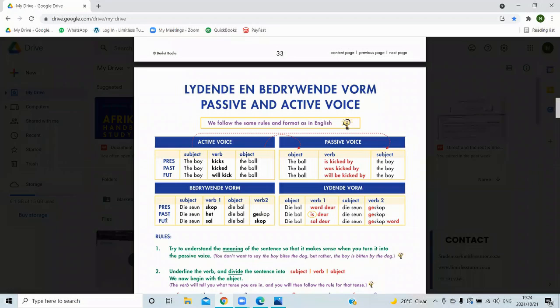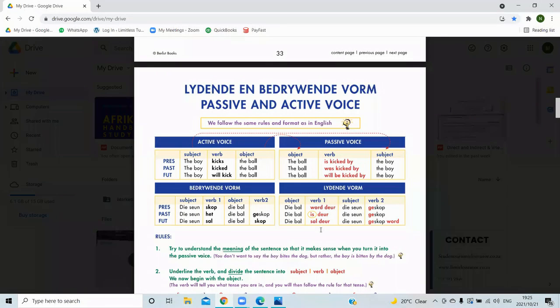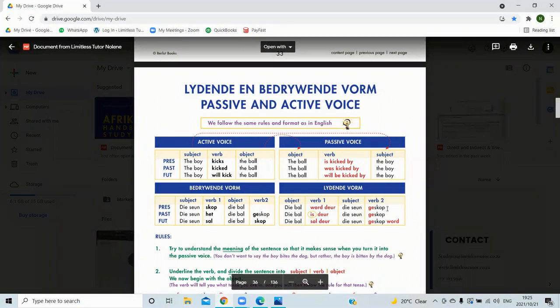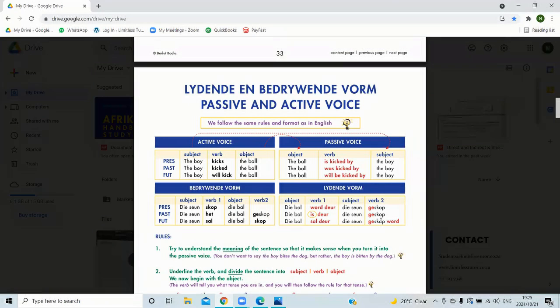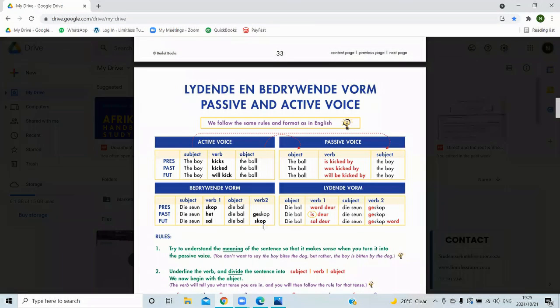Okay, and then in past tense, die seun het die bal geskop would become die bal is deur die seun geskop. The reason this confuses people is because generally is would be our present tense, right? But in this, it's past. Okay, and they all get geverb, unless it's one of those words that we learned in Verlede Tyd that don't get a ge.